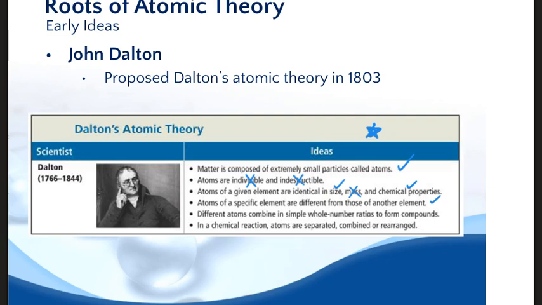Different atoms combine in simple whole number ratios to form compounds. Yep, that's still the case. In a chemical reaction, atoms are separated, combined, or rearranged. Also checks out. So, for being 1803, which is a little over 200 years ago, this guy got really darn close to being what we know today to be true. And in his time, got as much true as he possibly could have known, which is really impressive.